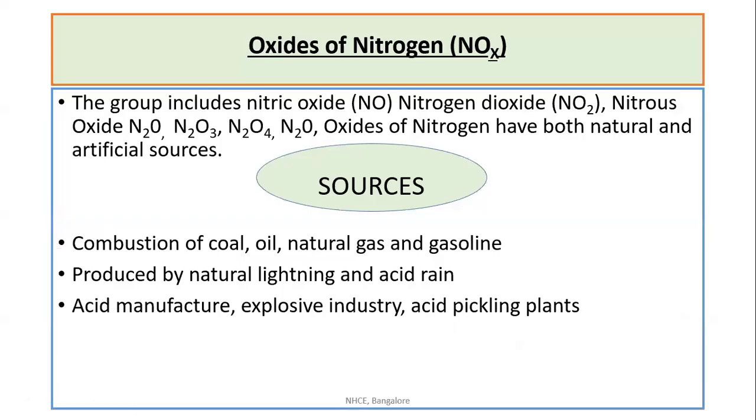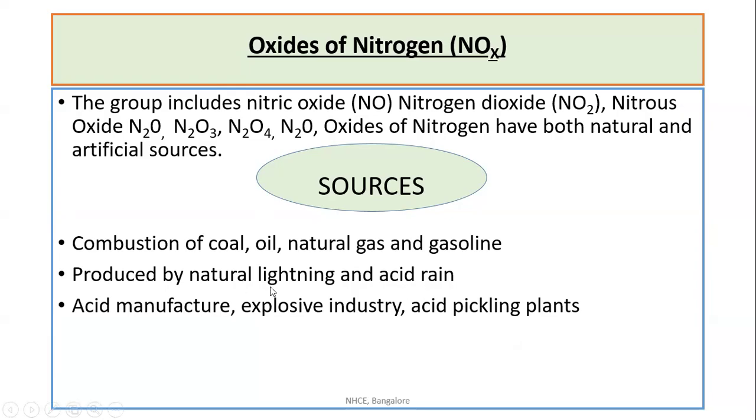Particularly in this class, we are discussing different sources of nitrogen oxide, which is the main air pollutant, what the sources are, what the effects are, and what the controlling measures are. The sources of nitrogen oxides include combustion of coal, oil, natural gas, and gasoline. All these fossil fuels contain a small percentage of nitrogen. On combustion, it gives nitrogen oxides. It is also produced by natural lightning and acid rain.